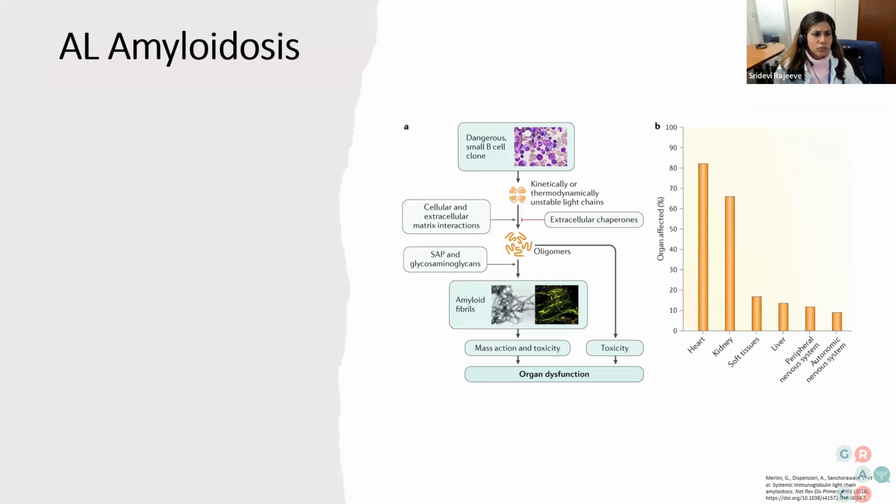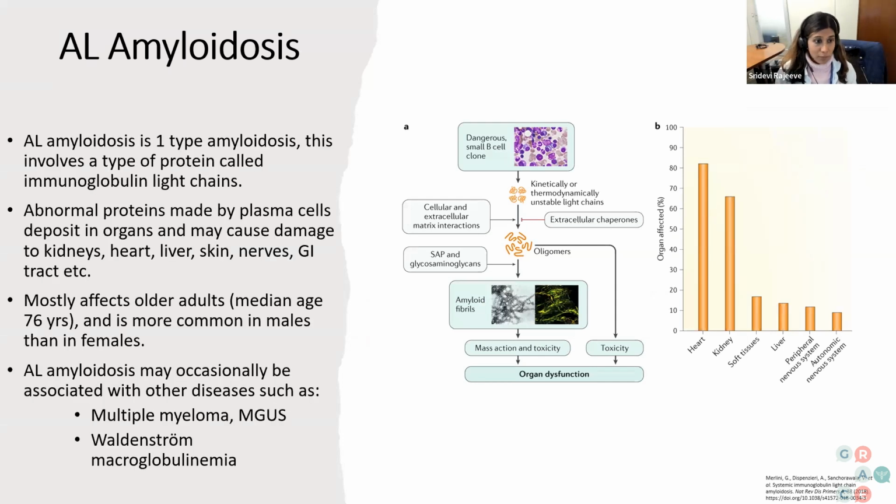Diving right into AL amyloidosis. Now, AL amyloidosis is historically called type 1 amyloidosis. And as we discussed before, it involves a type of protein called immunoglobulin light chains. Doctors also call it immunoglobulin light chain amyloidosis. Now, the A is for amyloidosis and L is for light chain, so it's kind of easy to remember. AL amyloidosis is because of light chains.